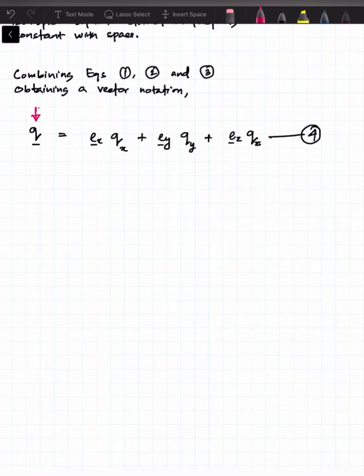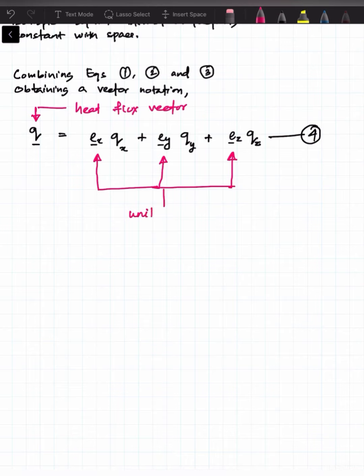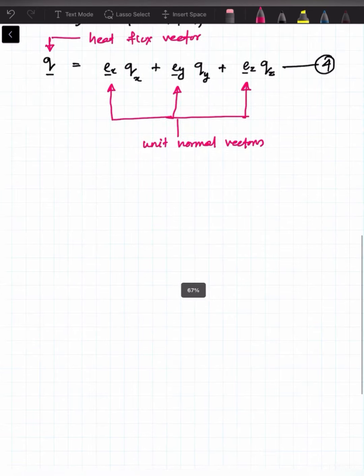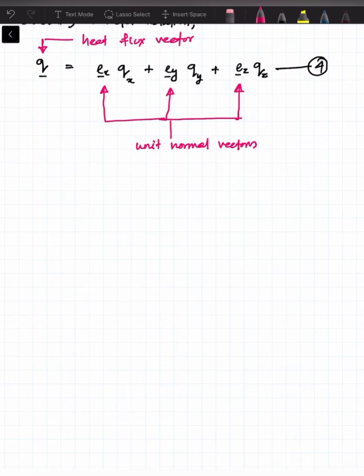So q here, with the bar below, is the heat flux vector, which has 3 components, and on the right hand side, ex, ey and ez with the bar below are vectors. These are the unit normal vectors in the respective directions, as you can see in the subscript. So this is the heat flux vector.